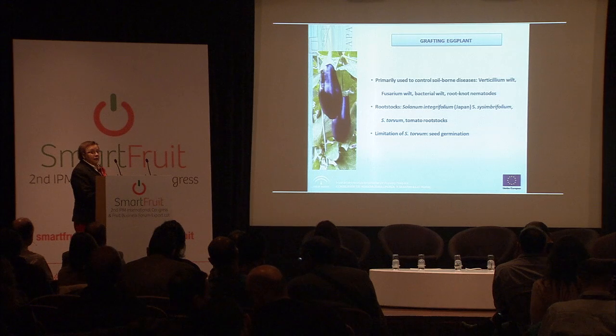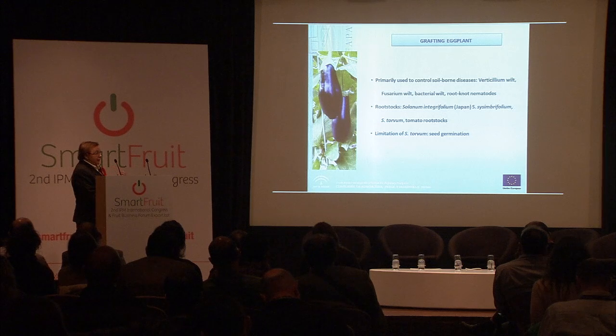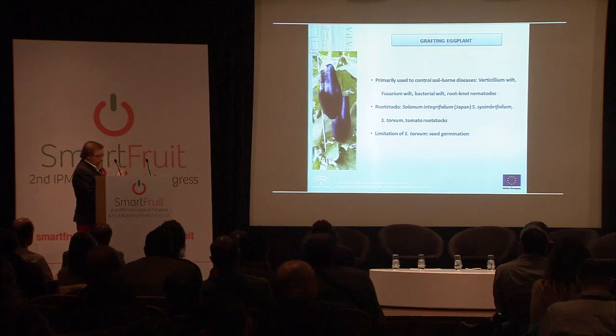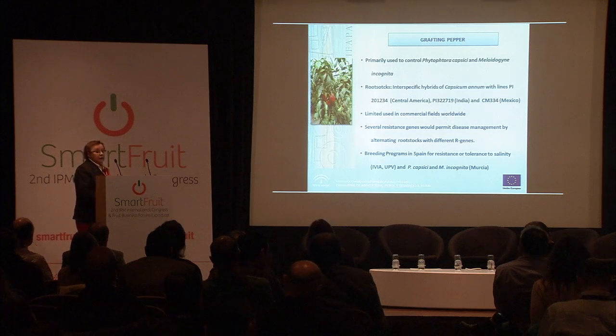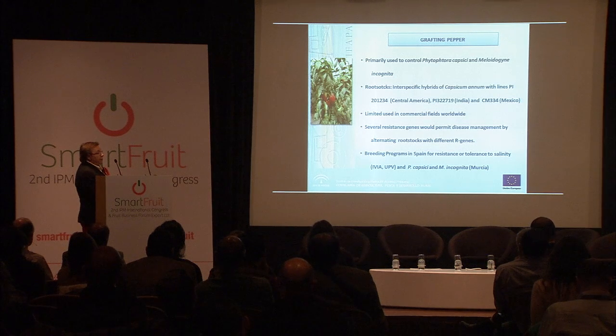I mentioned Solanum torvum for aubergines, but it is actually also used for other rootstocks which have difficulties with germination, uniform germination, and scion-rootstock compatibility. And also the same is used for tomato. In peppers, it's used mainly to control Phytophthora capsici and Meloidogyne incognita.